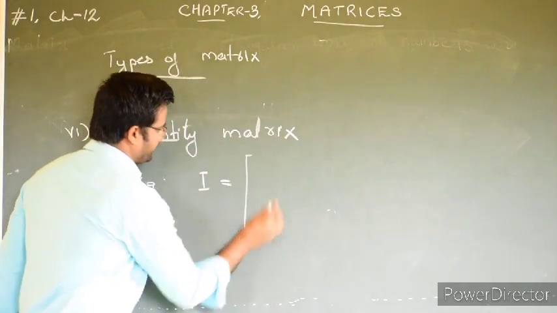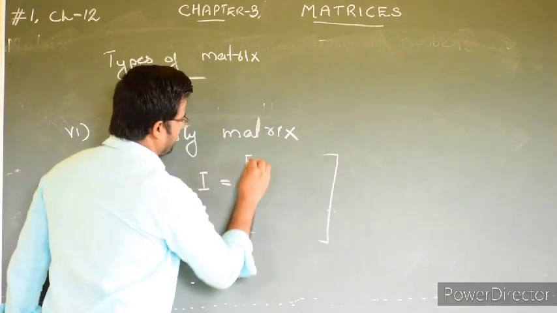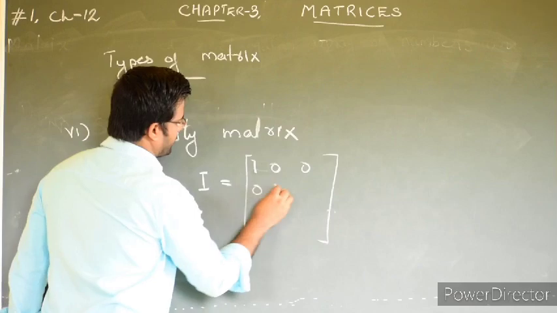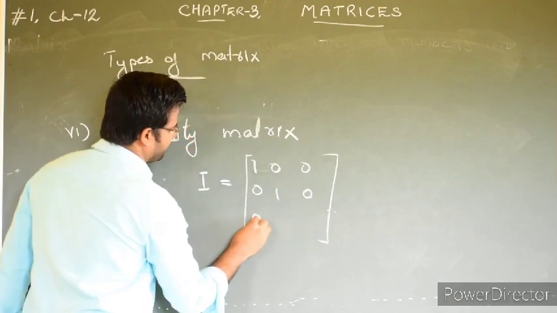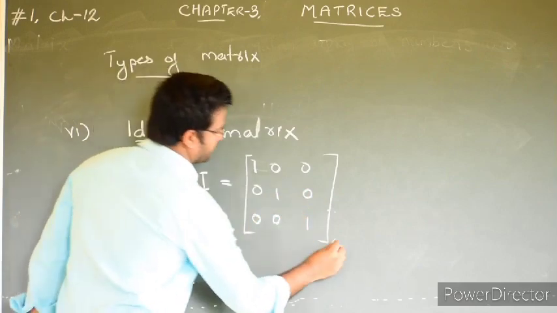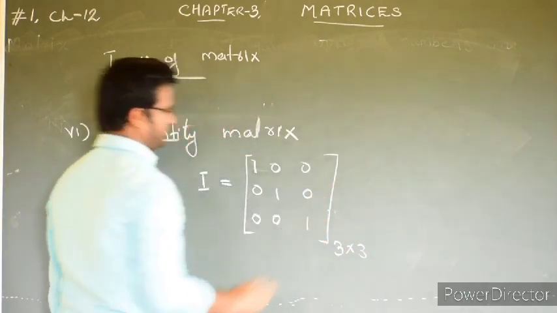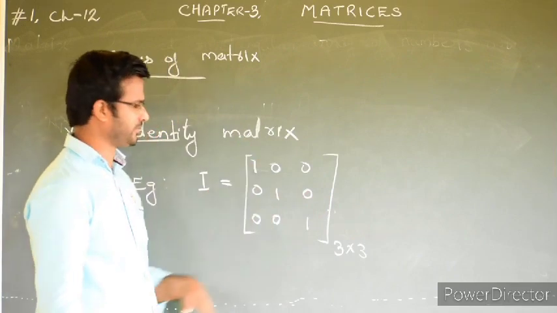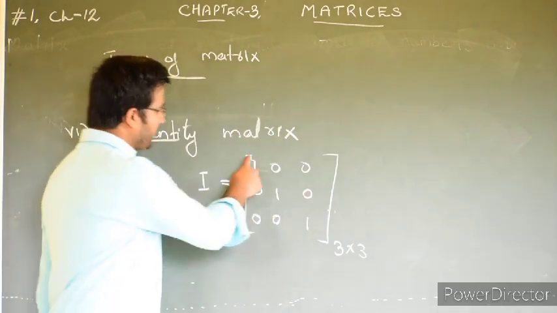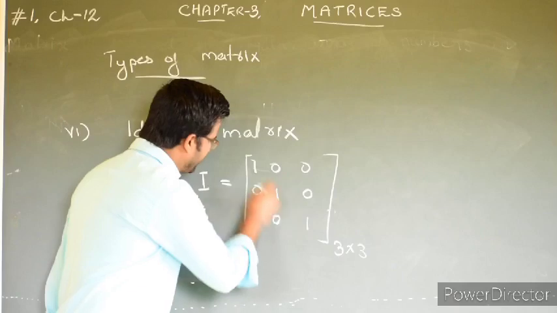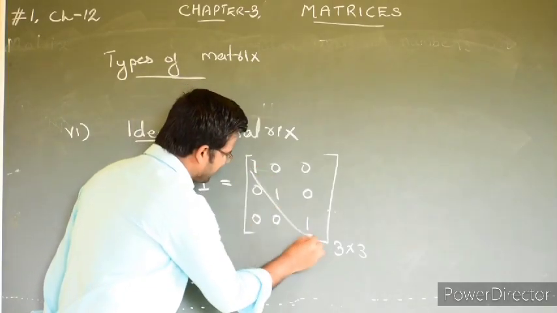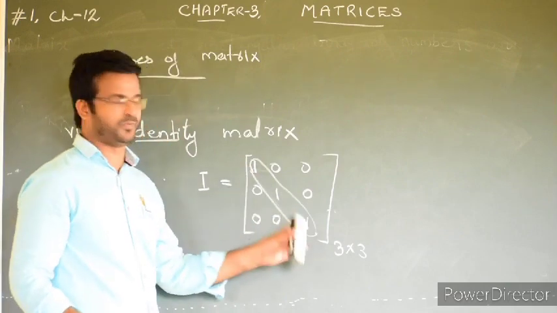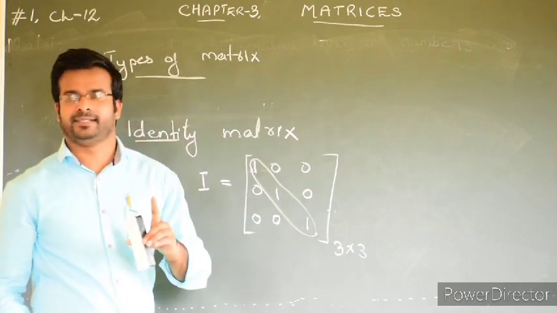Then 1 0 0, 0 1 0. Order is 3 by 3 because 3 rows, 3 columns, that's why. Then this is diagonal matrix only because only the diagonal has numbers. The number is 1, always 1. 1 means we know that is identity.